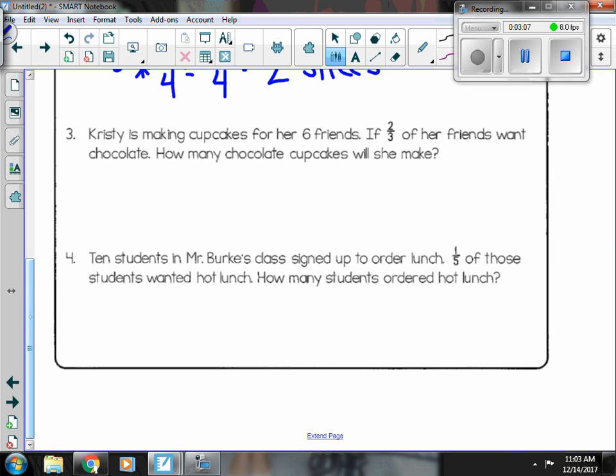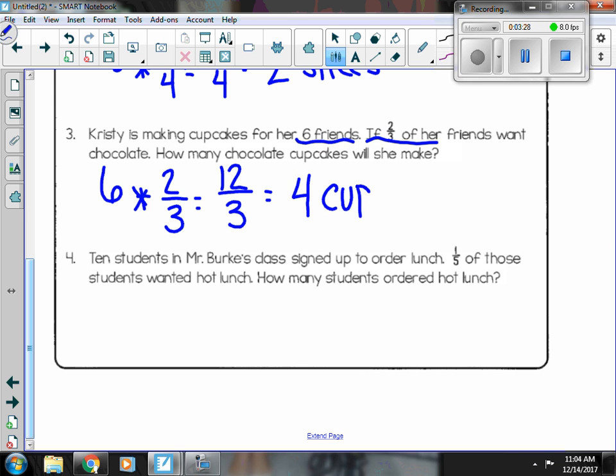Number 3. Christy is making cupcakes for her 6 friends. If 2/3 of her friends want chocolate, how many chocolate cupcakes will she make? So we're doing 6 times 2/3. 6 times 2 is 12. So I have 12/3, which is 4 cupcakes. If you wanted to make your number smaller, you could do the division first. 6 divided by 3 is 2, and then multiply times 2. But I like following this pattern because it works every time.